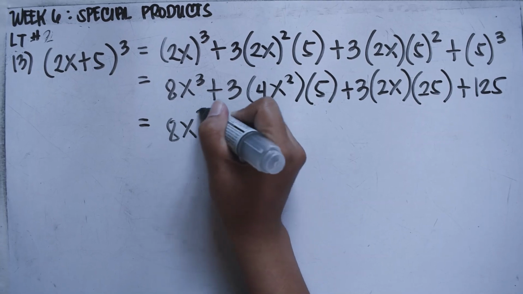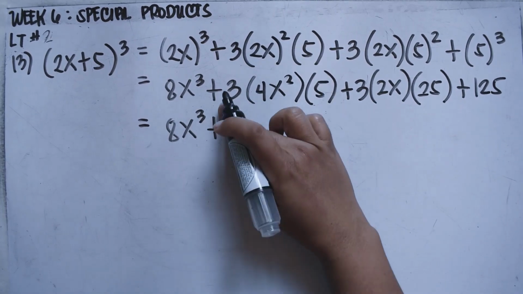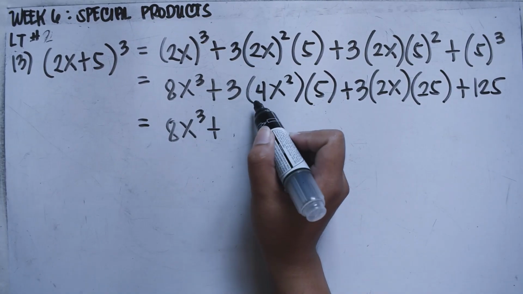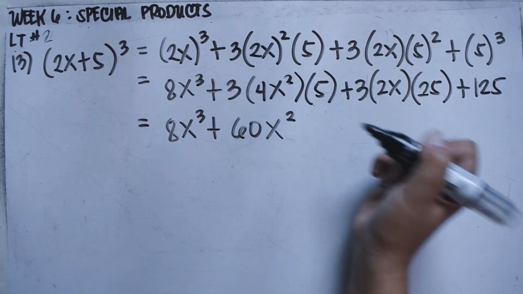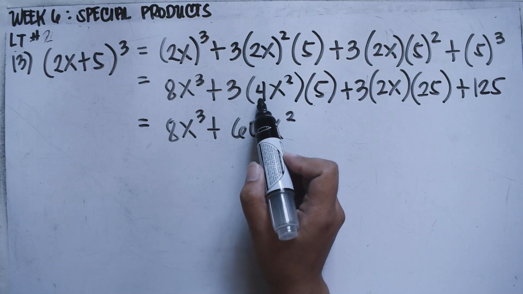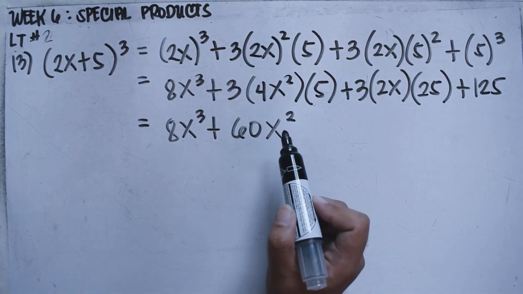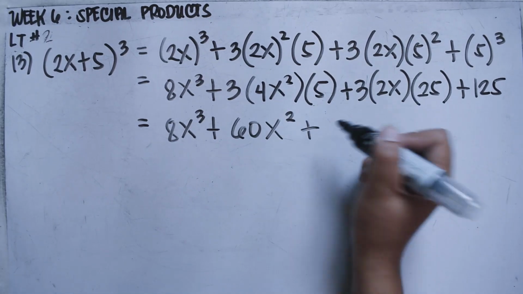So we have 8x cubed. Dahil addition to, mauuna si multiplication, diba? So multiply na natin to. So 3 times 4 is 12 times 5 is 60. And then just copy x squared. Nakuha again, 3 times 4 is 12 times 5 is 60. Then copy x squared. Dito naman tayo, positive, syempre.